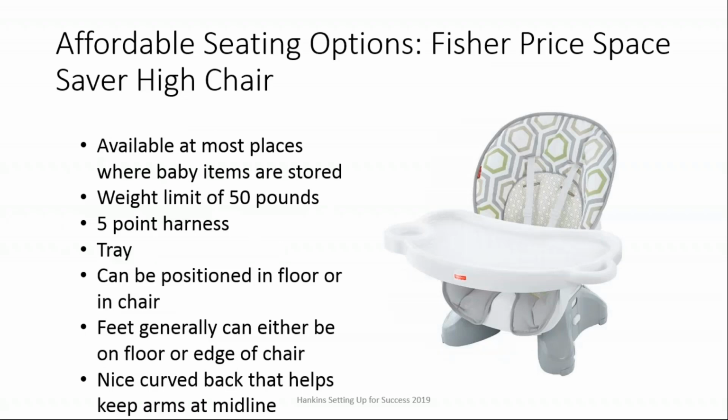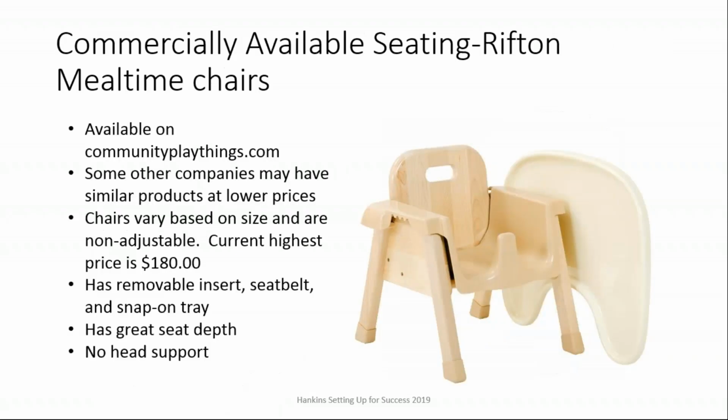This is something that we've used for years, the Fisher-Price Space Saver High Chair. You can get it wherever a baby item is sold. It's got a weight limit of 50 pounds. It has a weak 5-point harness. I'm not in love with it, but the back of the seat curves around and gives you some lovely support and kind of brings your hands to a midline, which I love. Your feet can generally be on the floor or the edge of the chair, depending on your size, and sometimes we sit them on the floor, almost like a floor sitter. So they're pretty great. They're more expensive, but they're great for a little person.